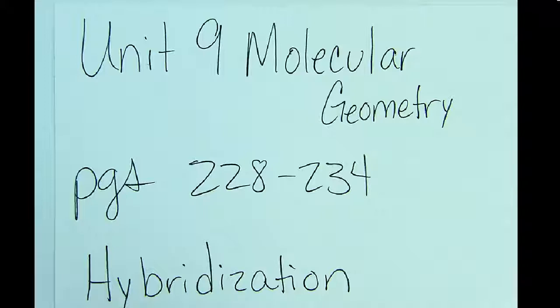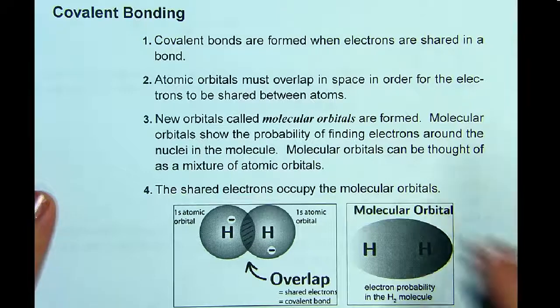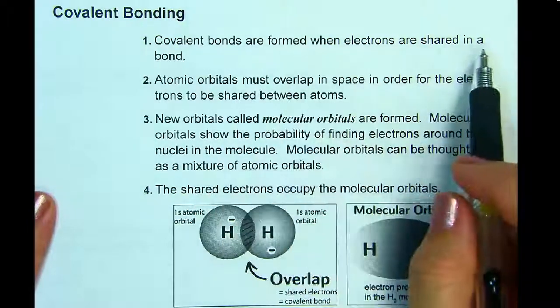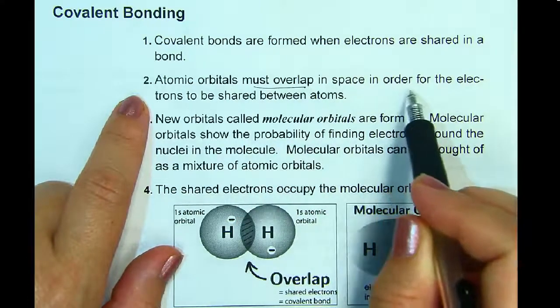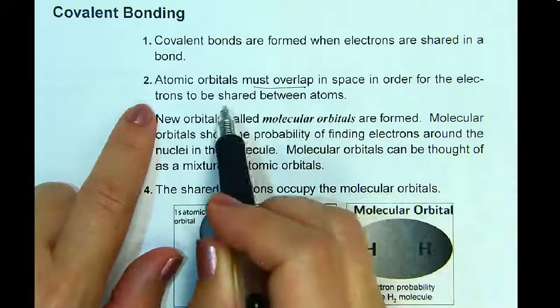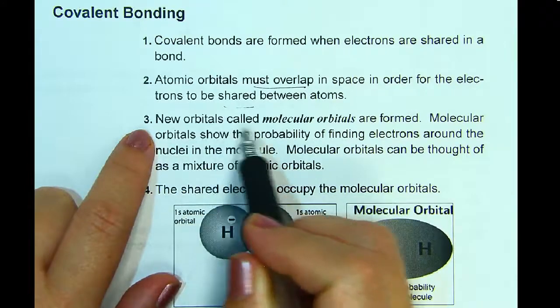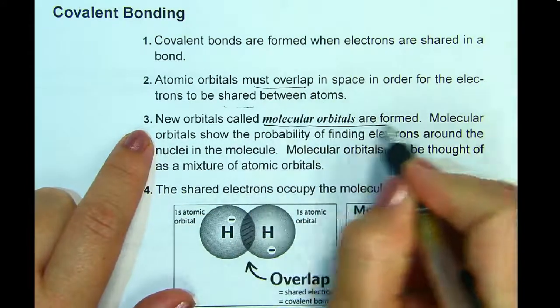Unit 9, Molecular Geometry, pages 228 to 234, Hybridization. Covalent bonding. Covalent bonds are formed when electrons are shared in a bond. Atomic orbitals must overlap in space in order for the electrons to be shared between the atoms. New orbitals, called molecular orbitals, are formed.